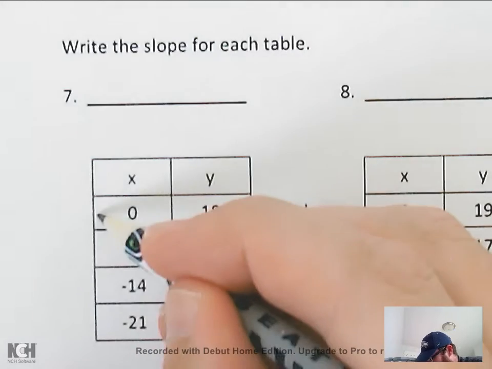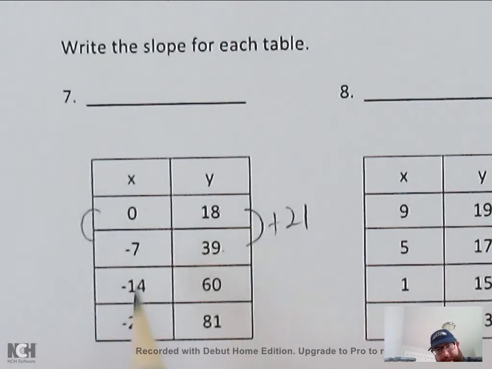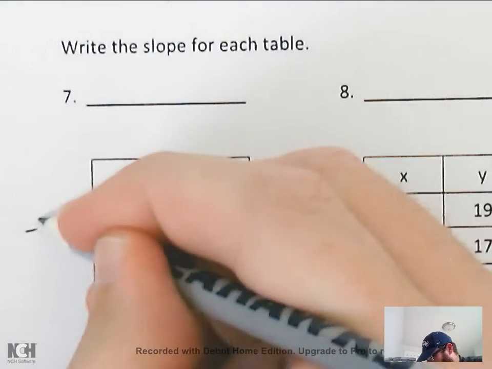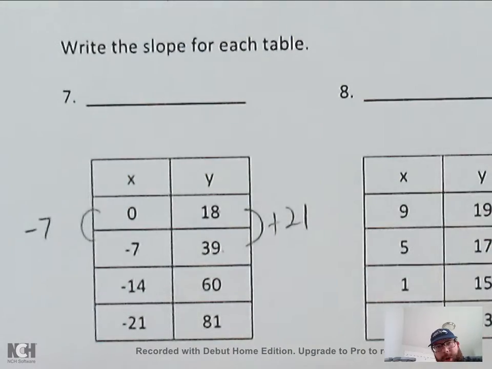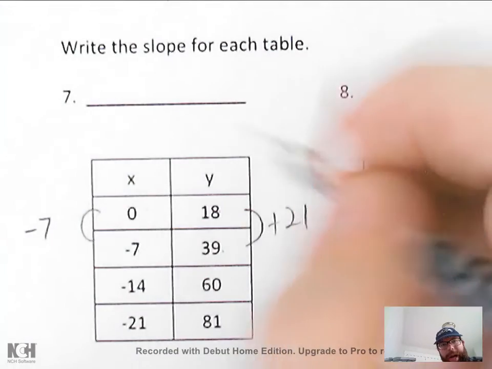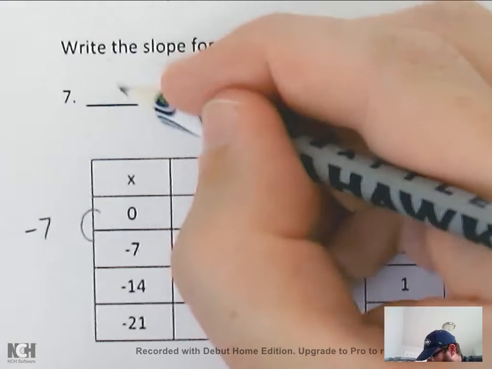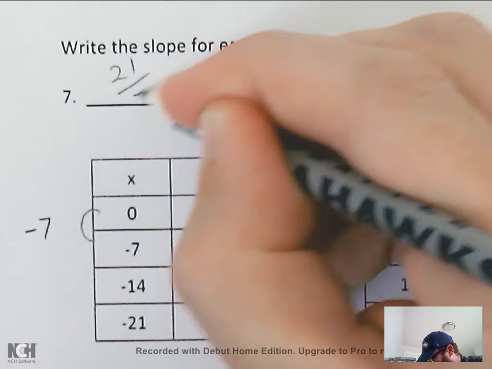Okay, next thing, we look at what's happening next. It goes from 0 to negative 7. So it's subtracting 7, right? So we always put the change in y over the change in x, right? Because it's rise over run. So you'd write 21 over negative 7.